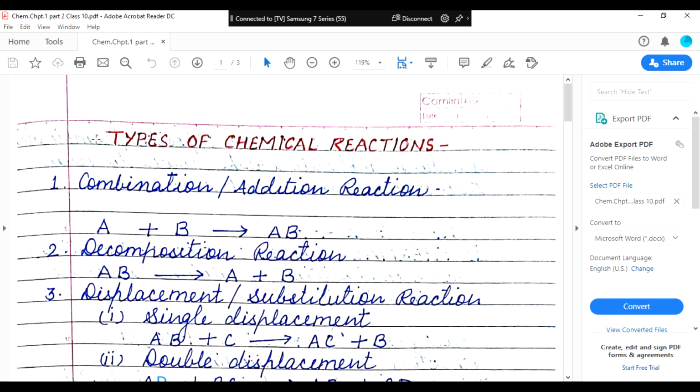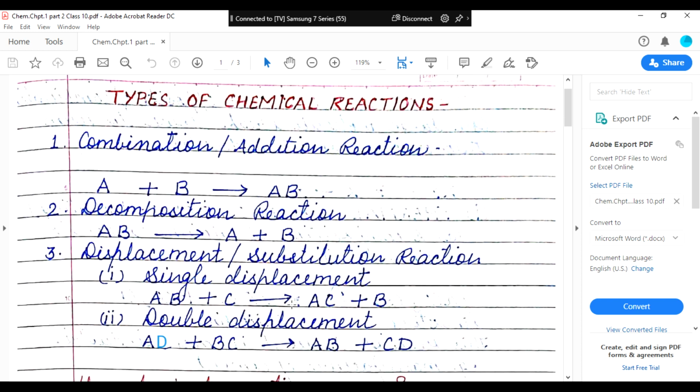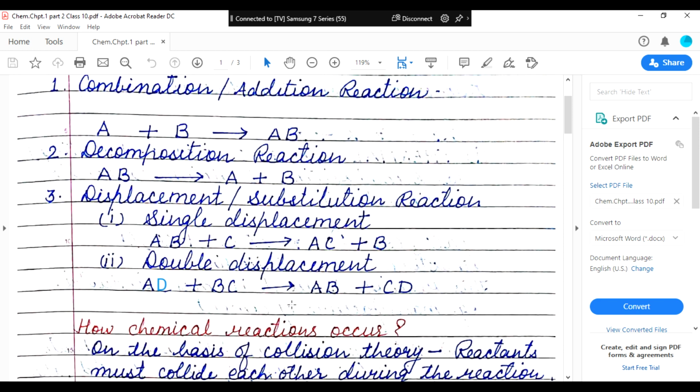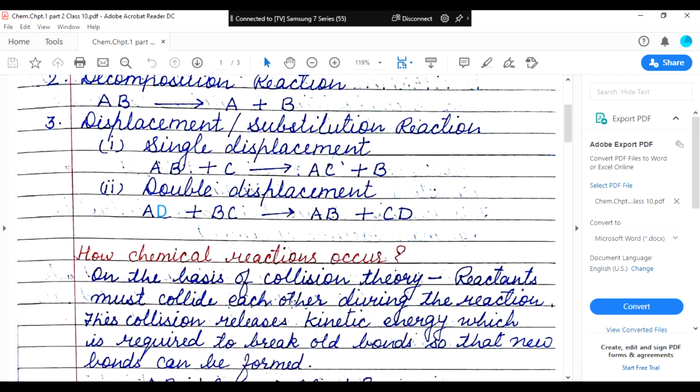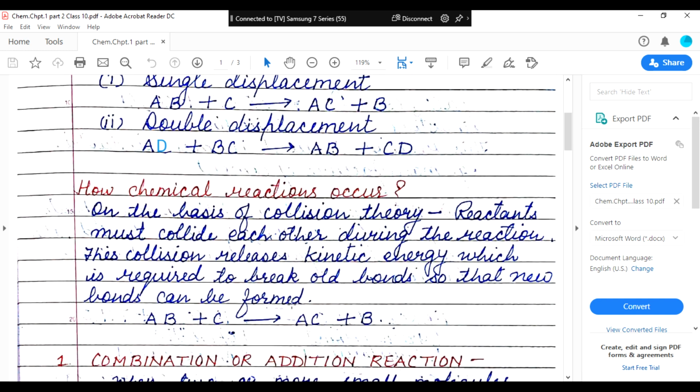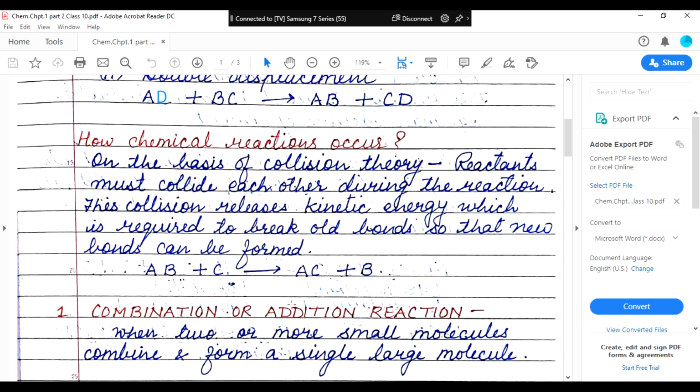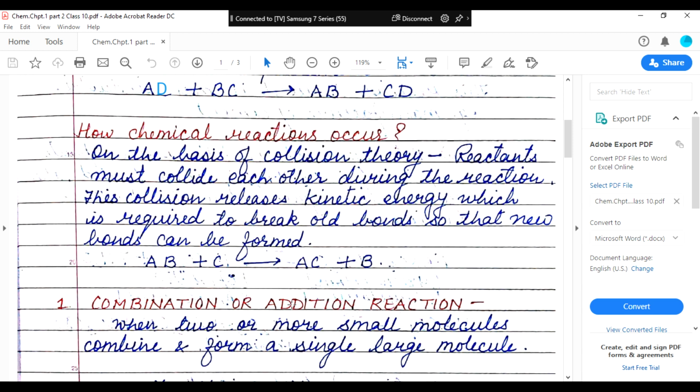We'll continue chapter 1 and today we'll study types of chemical reactions. There are different types of chemical reactions. Here we'll study some types of chemical reactions like combination or addition reaction, decomposition reaction, displacement or substitution reaction. It is of two types, single displacement and double displacement. Before going to study these reactions in detail, we should know how do chemical reactions take place.